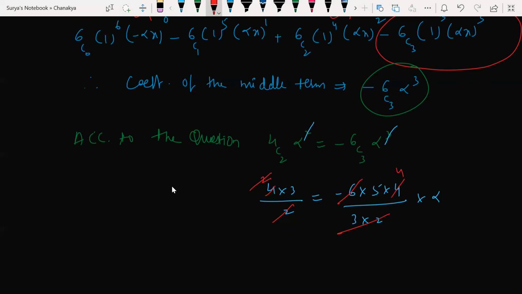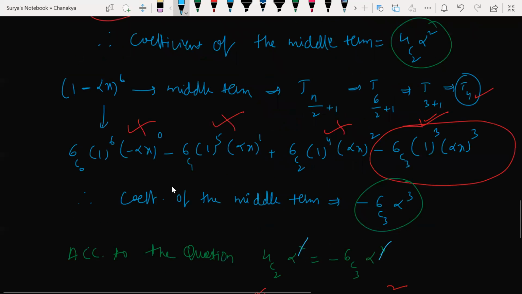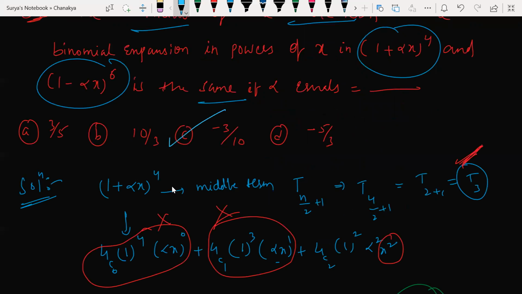Is there any calculation mistake we made? No. Look at this. 4C2 is what? 4 into 3 by 2 into 1. 2 ones, 2 twos. So what is the answer going to be now? 3 is equal to minus 10 alpha. Correct? Alpha is equal to what now? Alpha is equal to minus 3 by 10 is the answer. Check. Do we have minus 3 by 10 or not? Yes, option C is correct.